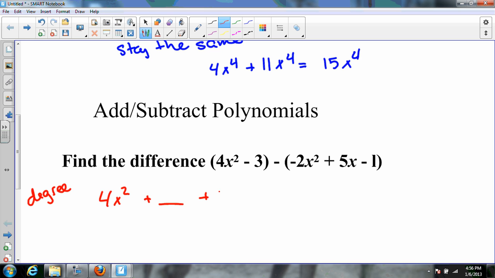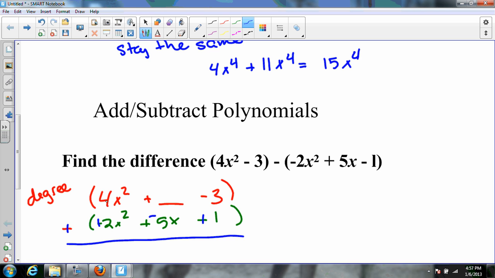And then we have minus 3. And then we are subtracting the second polynomial, negative 2x squared plus 5x minus 1. So I prefer to distribute the negative, the minus sign, and change the signs. So then it becomes adding, and now you just add the coefficients. You get 6x squared minus 5x minus 2.